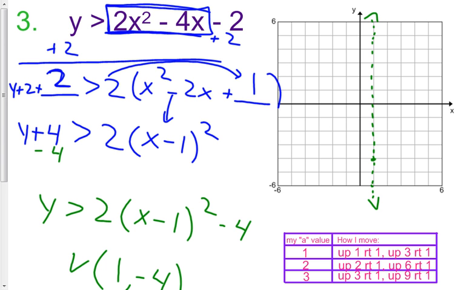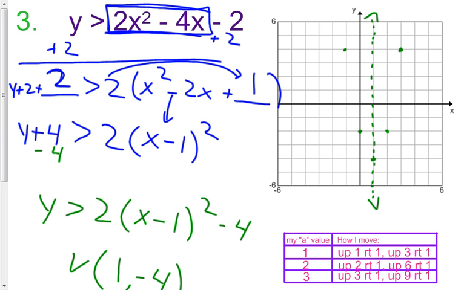This time my a value is 2. So if I know it's positive, I know that the parabola is going to be going up. And if it's 2, I'm going to go up 2 right 1, and then up 6 right 1. Same thing on the left side. Up 2 left 1, up 6 left 1.